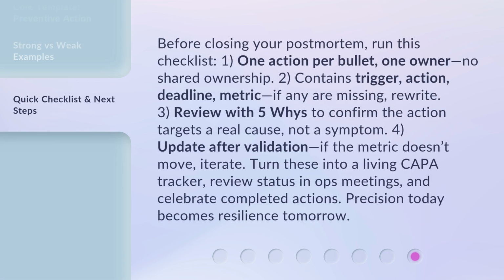Before closing your postmortem, run this checklist. 1. One action per bullet. One owner. No shared ownership. 2. Contains trigger, action, deadline, metric. If any are missing, rewrite. 3. Review with 5 whys to confirm the action targets a real cause, not a symptom. 4. Update after validation. If the metric doesn't move, iterate.